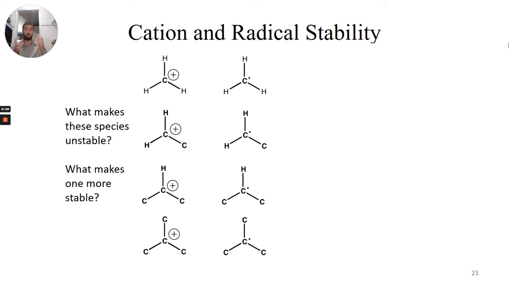Well, the important thing to address here would be coming back to what makes each of these structures unstable. If we were to go through and evaluate each of these Lewis structures, we would say that they were all bad Lewis structures. And we would say they're bad Lewis structures because they're missing an octet. That missing octet is common for both cations and radicals. They're both missing an octet.